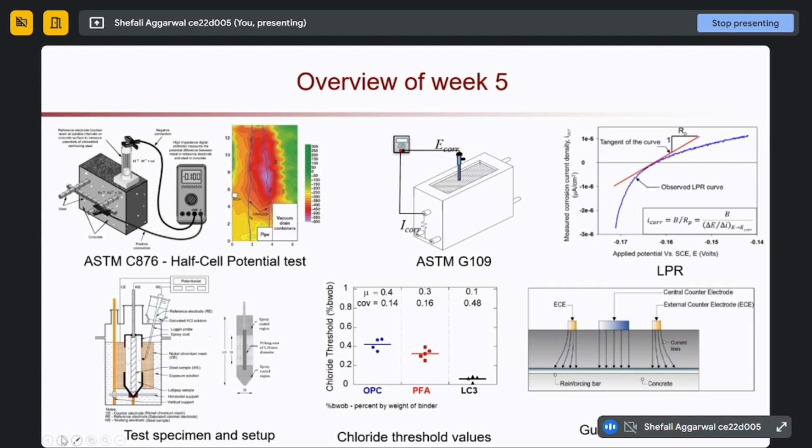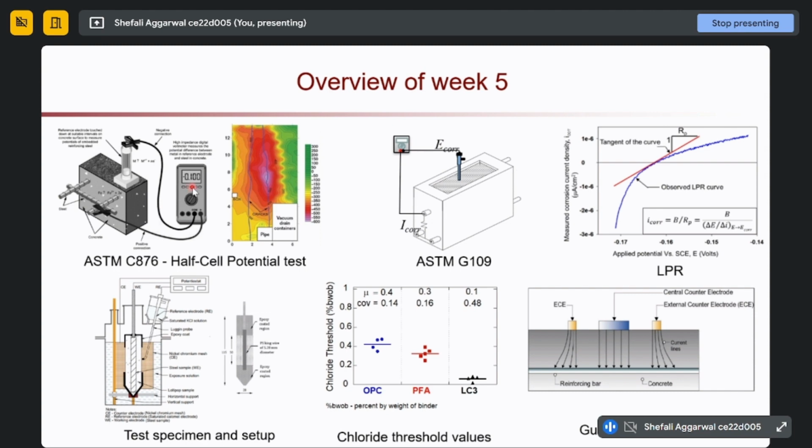After that, you might have studied the different test methods to test the corrosion of rebar. First is the half cell potential test. In the half cell potential test, what we are doing is wetting the surface, and just above the rebar on the concrete surface, we will keep a reference electrode and make a connection between the reference electrode and the rebar, and calculate the potential difference between these two. Reference electrode and a working electrode, that is the rebar.